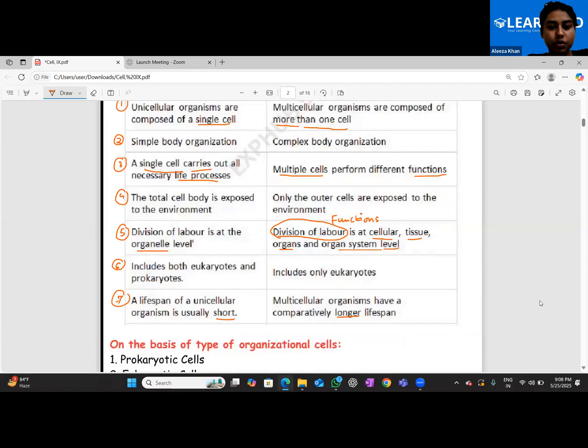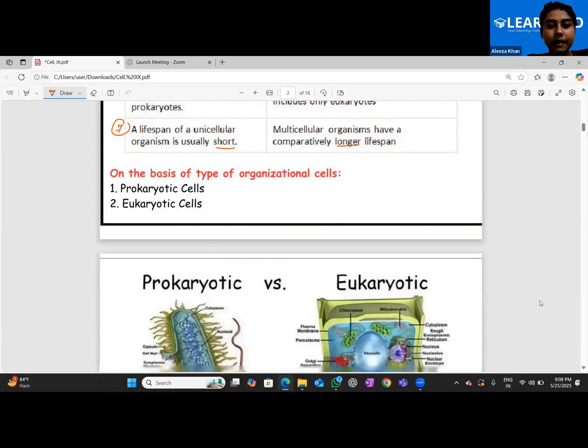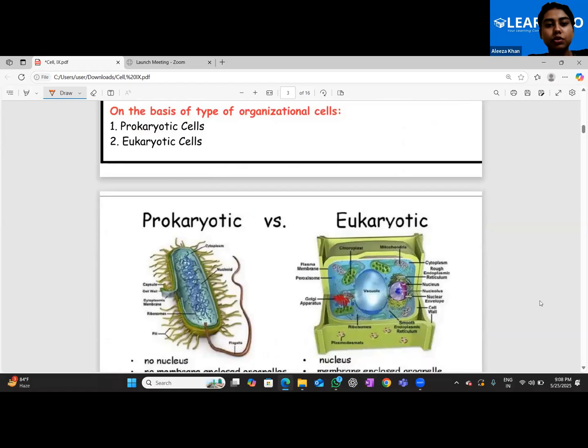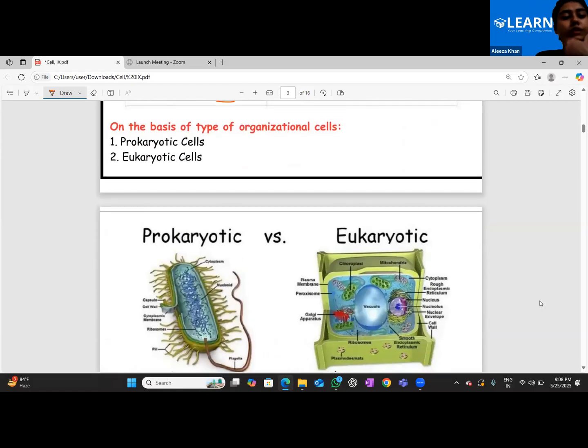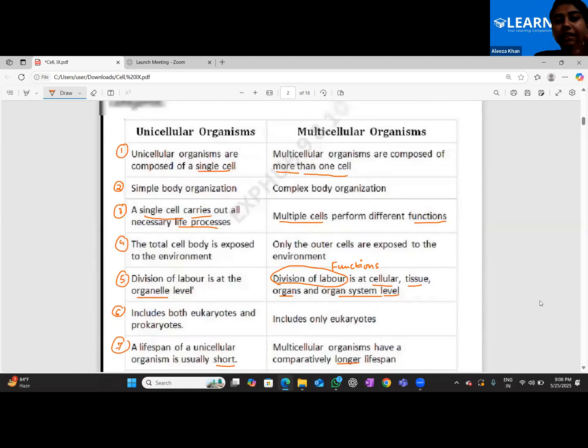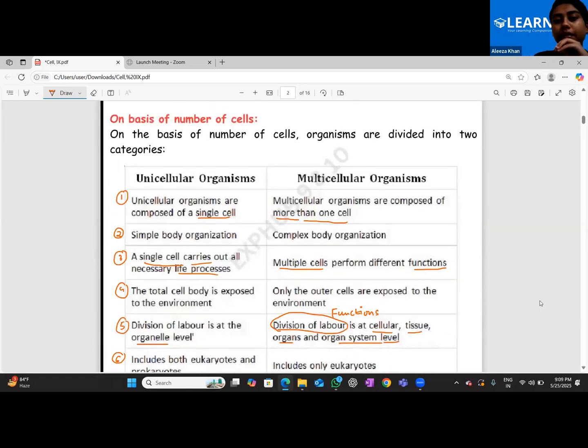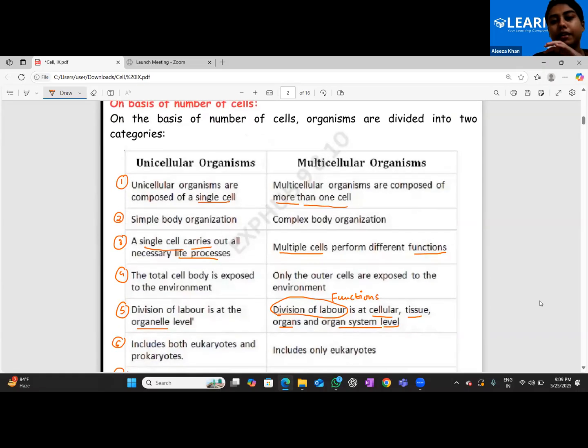Let me complete this difference also. Then I will give you time to write. Ma'am, I took a screenshot of this. I will give you the time to write, don't worry. You have to write it in your notebook, but let me complete this topic.